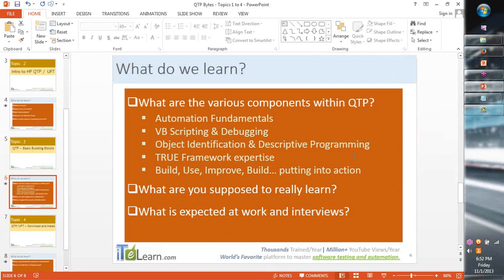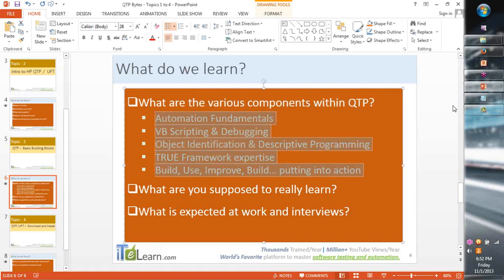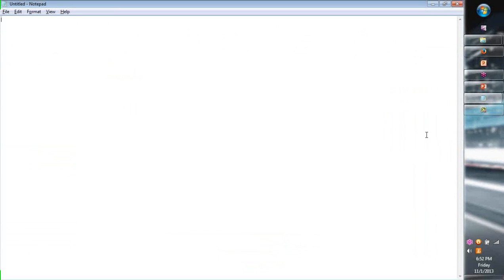All right. There are various components within QTP, and this gives you a glimpse of what you're going to really learn. What are you supposed to really learn and focus on? What would you be expected to know when you get into a project, if you're not already in one, or if you need to face an interview where your skill is being tested? From my perspective, team, here are the main things. I must have missed a few things, but at a high level, this is what it is.